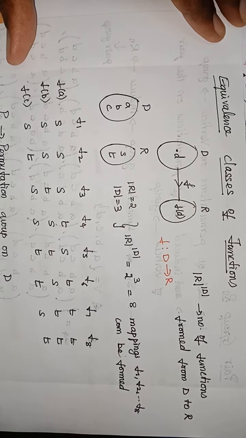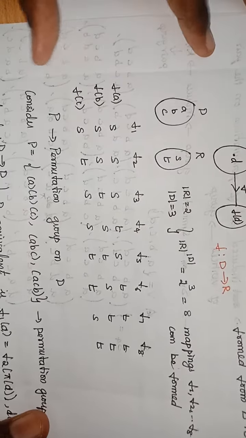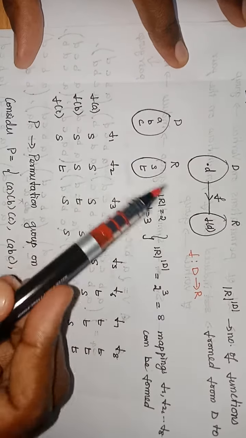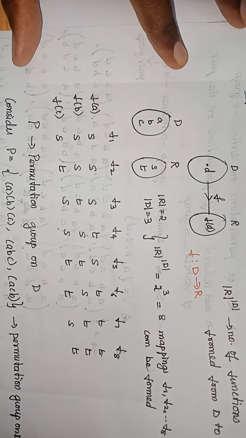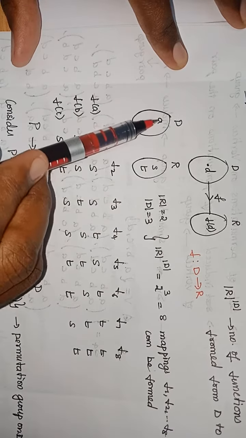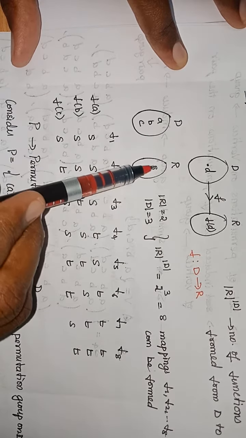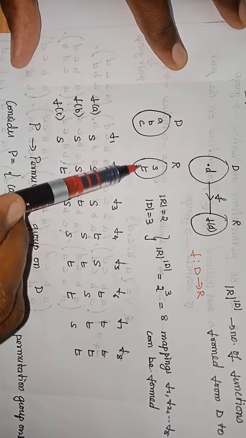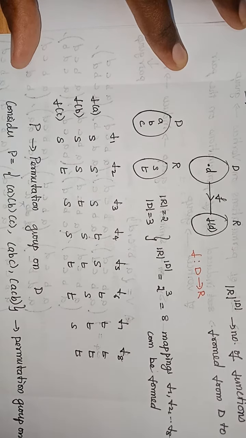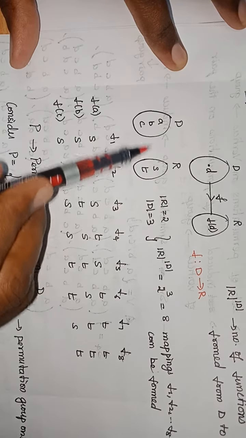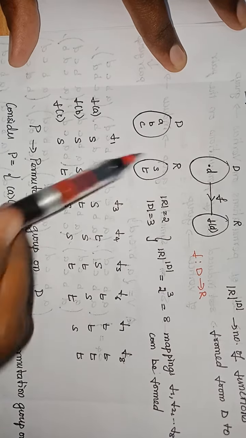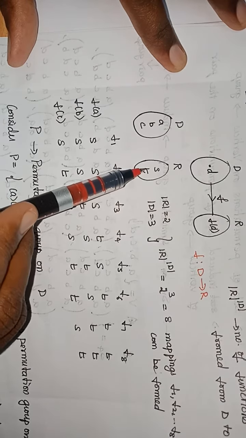For example, let me consider D with the 3 elements A, B, C and R with the 2 elements S, T. How many functions can you create? I can write A maps to S, B maps to S, C maps to S. That is one function. A maps to T, B maps to T, C maps to T. That is also another function. A maps to S, B maps to S, C maps to T. That is another function.